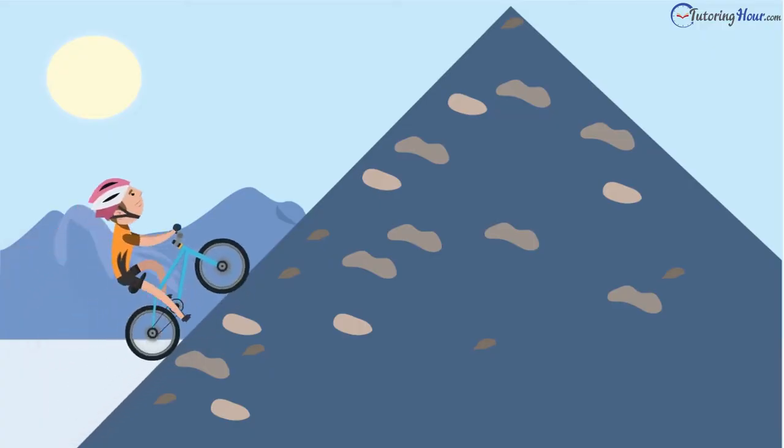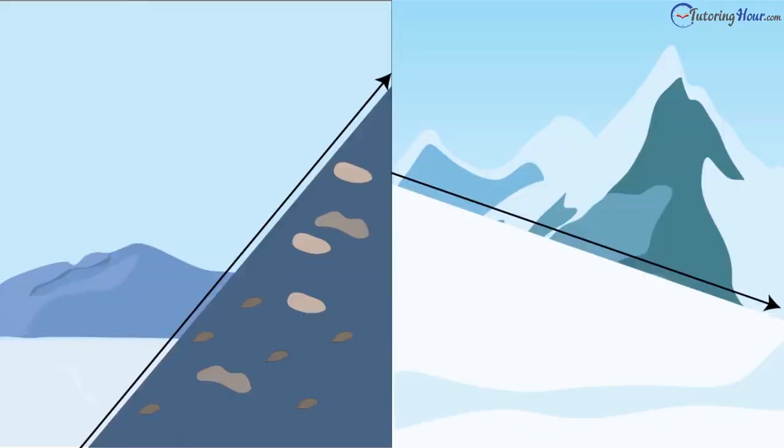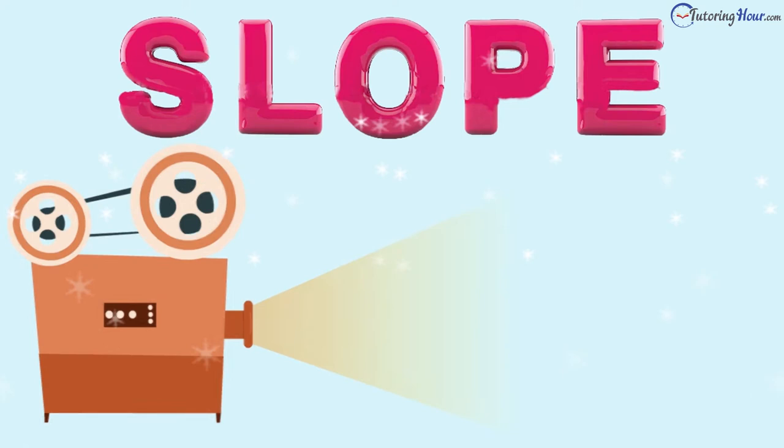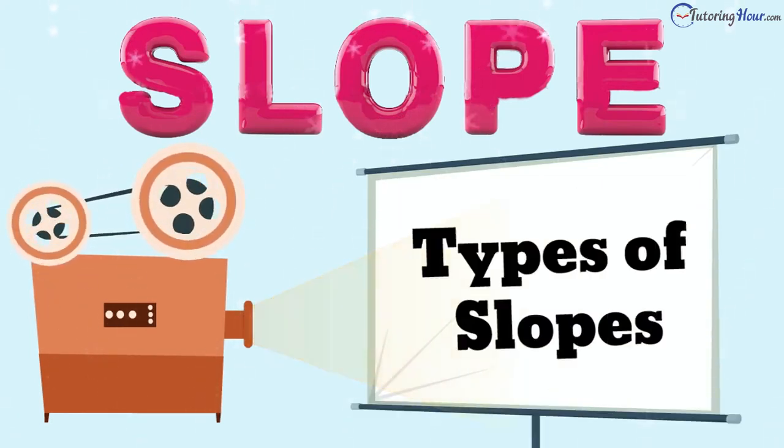Have you ever ridden a bike uphill or skied downhill? Then you sure know what a slope is. In this video, we'll focus on comprehending what a slope is and learn to find the measure of a slope on a Cartesian plane and identify the different types of slopes.